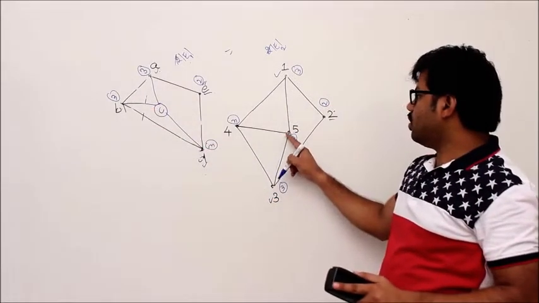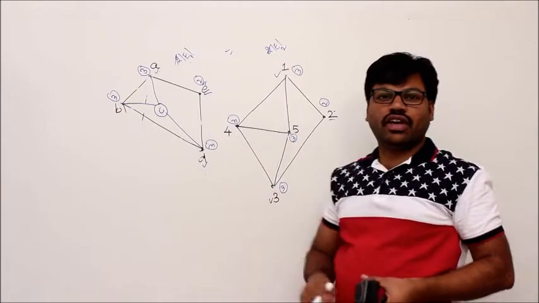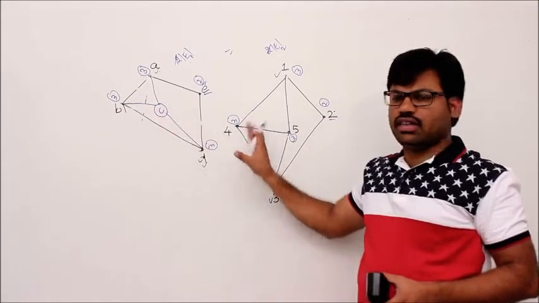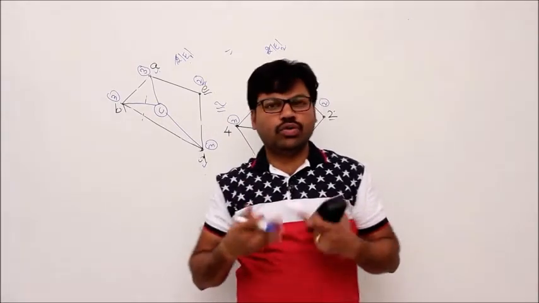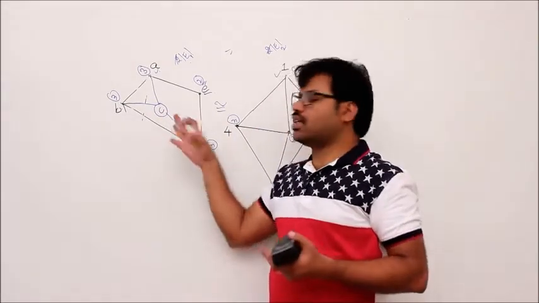Is it not the same, right? So by redrawing this graph I got it. That's why these two graphs are isomorphic. Understand? If you really want to prove that two graphs are isomorphic, you have to reconstruct the graph like this.